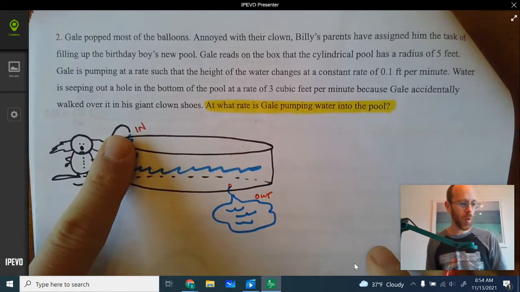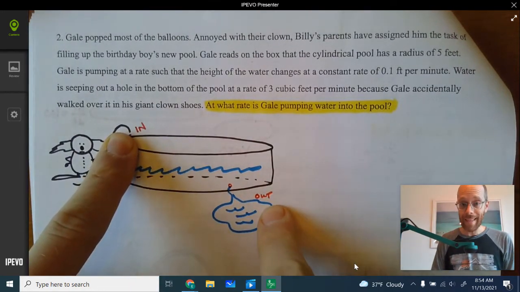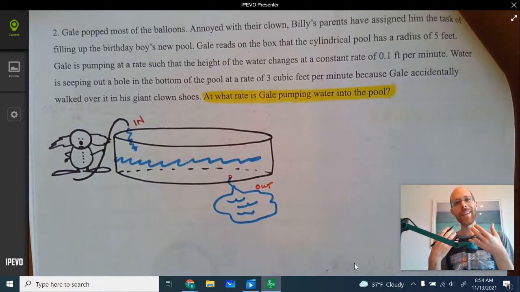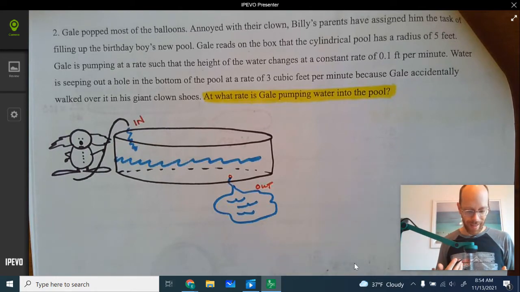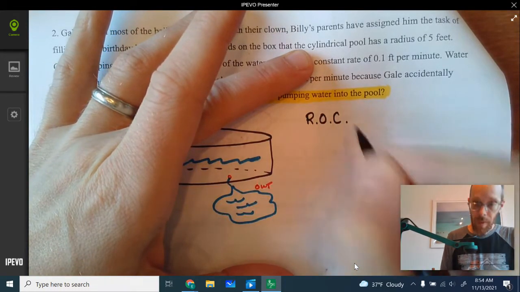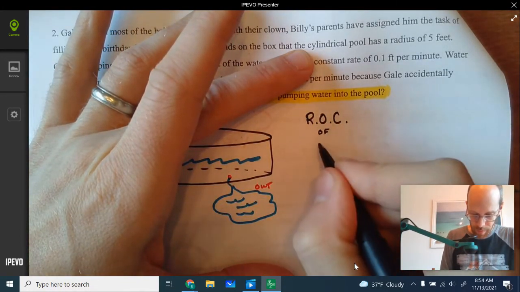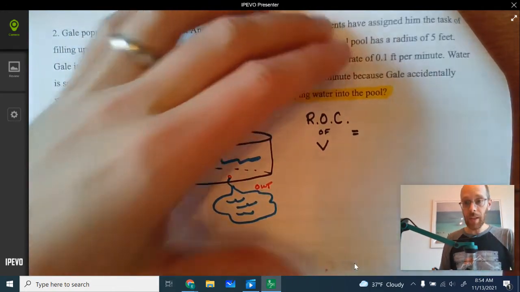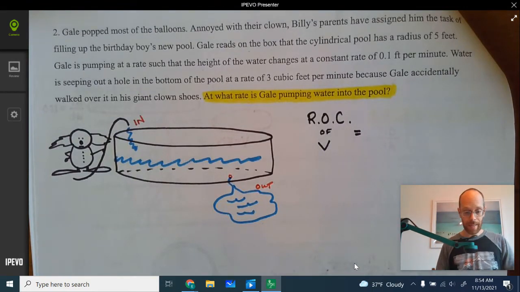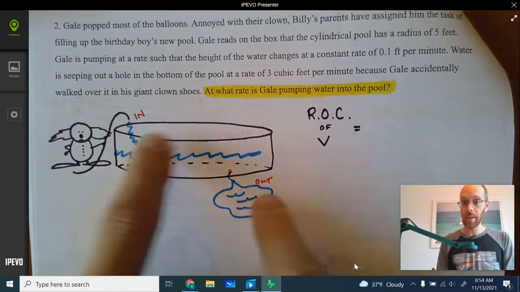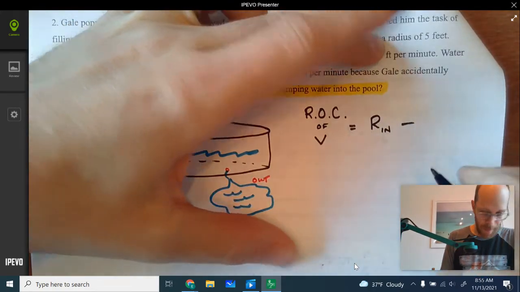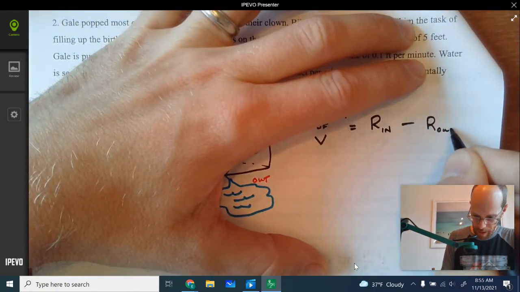So we've got a rate at which water is coming in, and we've got a rate at which water is coming out. And this is a brand of problem that we're going to continue to visit throughout the year in calculus. The idea that if you want to know the rate of change, in this case, the rate of change of the volume of the pool, it is equal to the rate at which water comes in minus the rate at which water comes out. It's the difference of these two rates that gives us our rate of change. So rate in minus rate out.